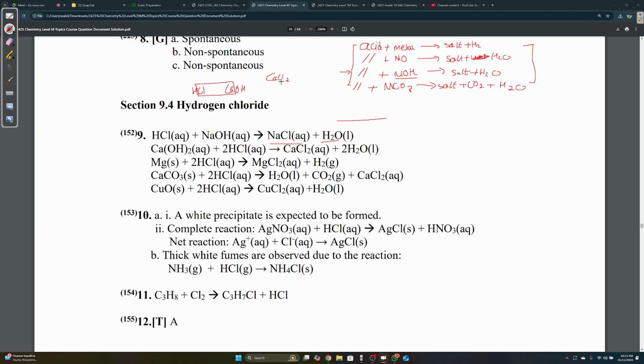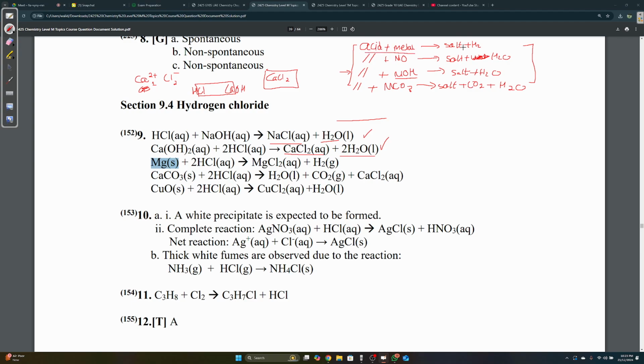Why is it CaCl2? Here's the thing. You have Ca2+ and Cl-. If you crisscross, the 2 goes down here, and this one goes here. So it's CaCl2. So CaCl2 plus water, and again balance it. I'm sure everybody knows how to balance. Very easy.